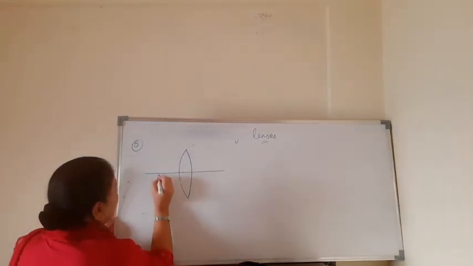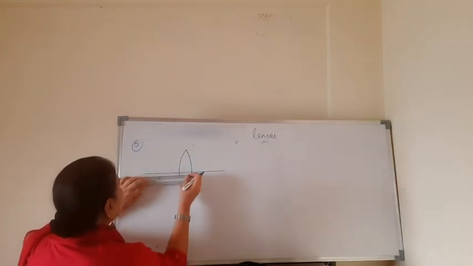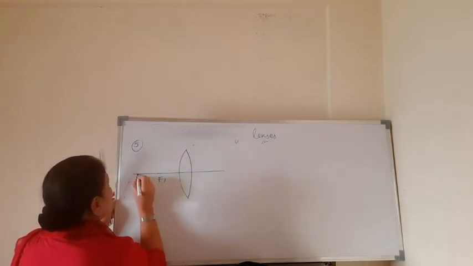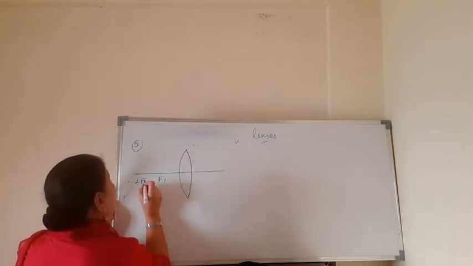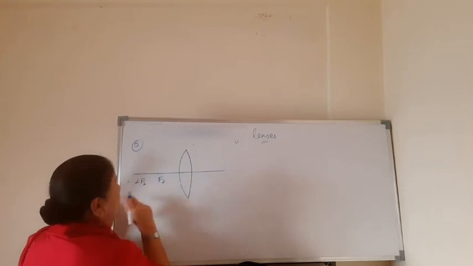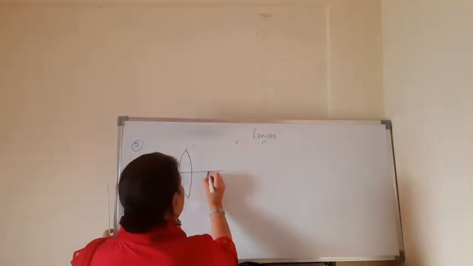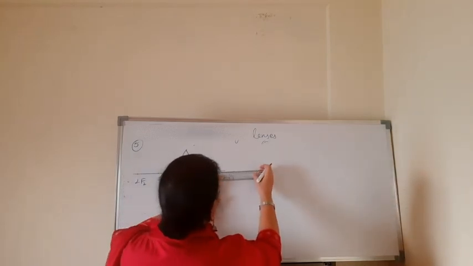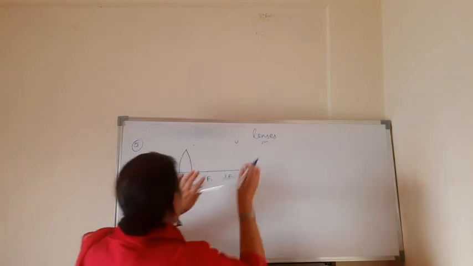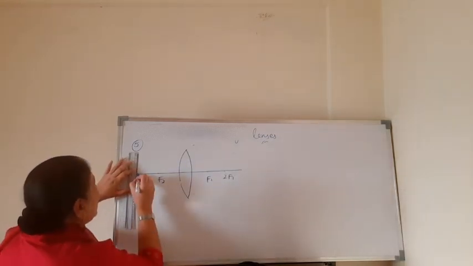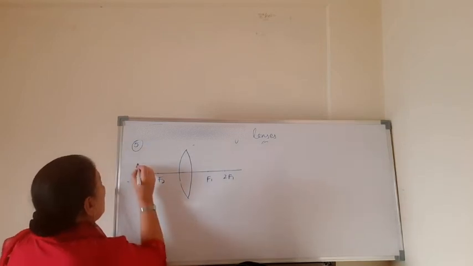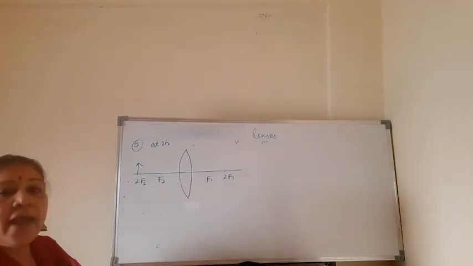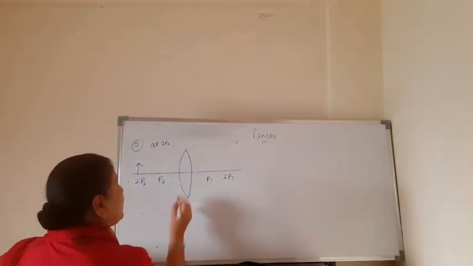So here this is f1, say this is 2f2, I am taking f2 and 2f2. Here this is f1 and 2f1, to the other side, f1 and 2f1, and the object is at 2f2. So what will be the position? The position of the object is at 2f2. Where will the image be formed? We are going to see that.